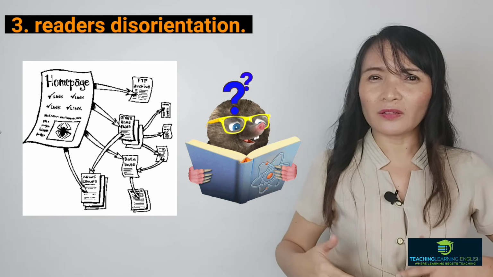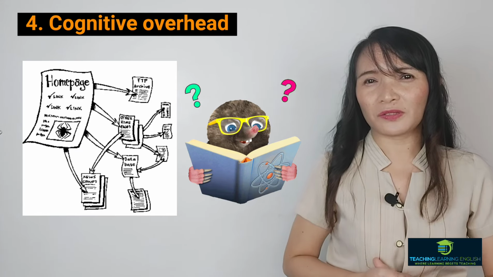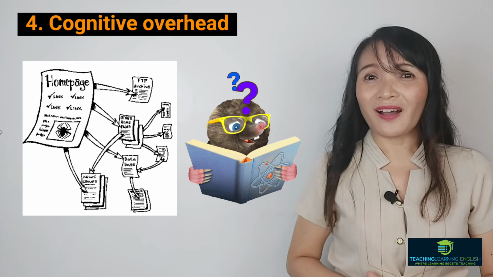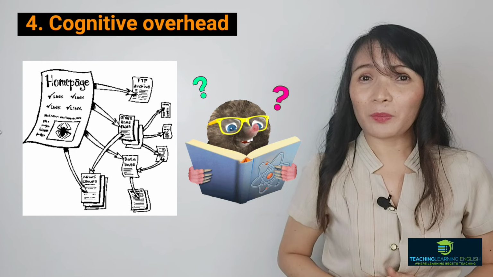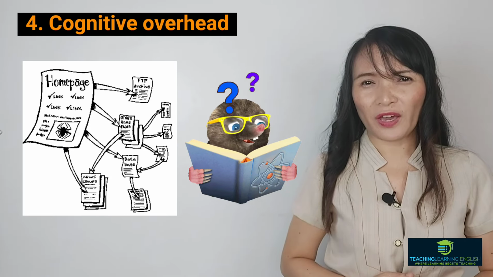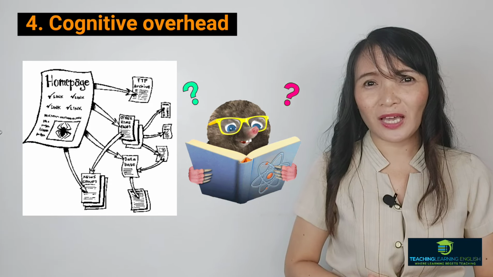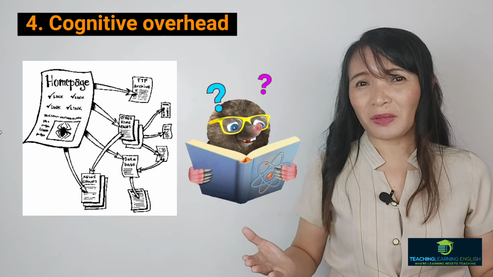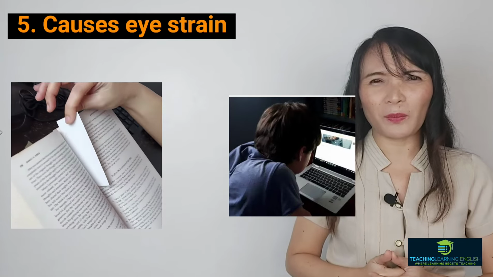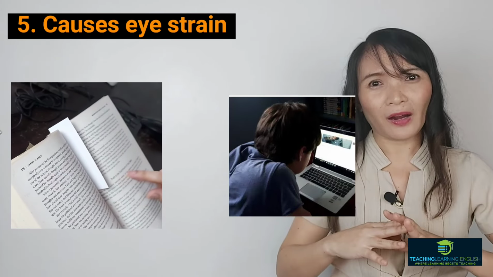The fourth one is cognitive overhead. Cognitive overhead is the effort and concentration required to maintain several tasks at one time. That's why a well-designed hypertext environment will minimize cognitive overhead. So this is a challenge for authors nowadays if they use hypertext. And it's not good for the eyes. Imagine yourself reading for how many hours. Reading from the screen is different from reading in a linear form like real or hard books.